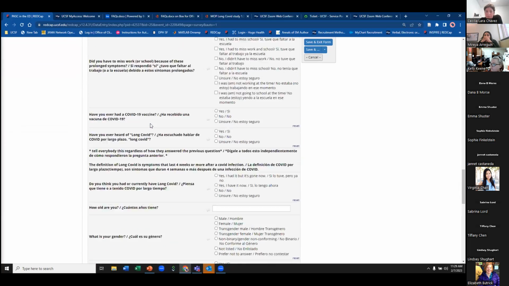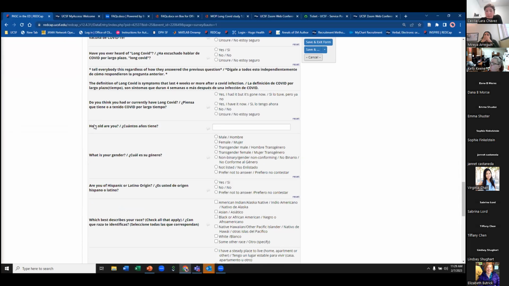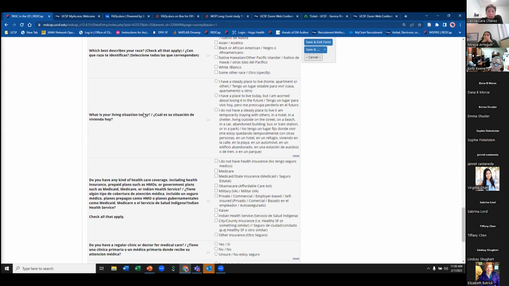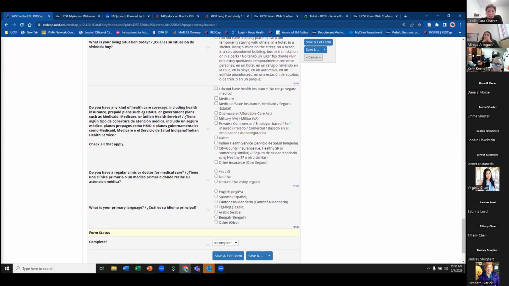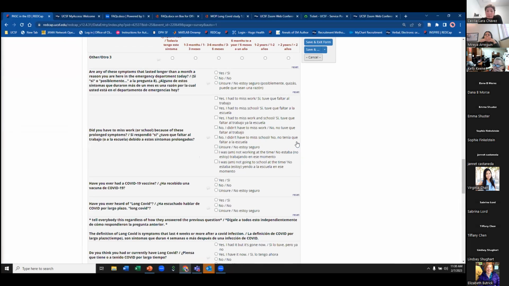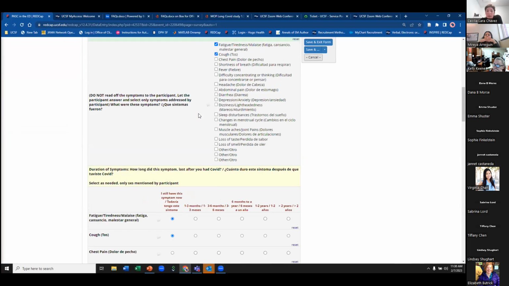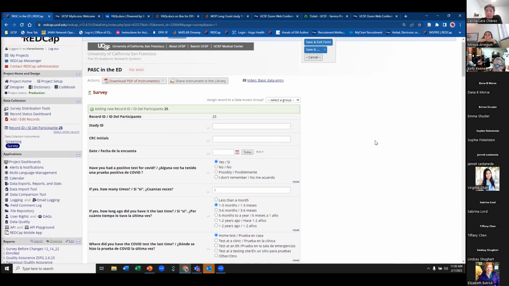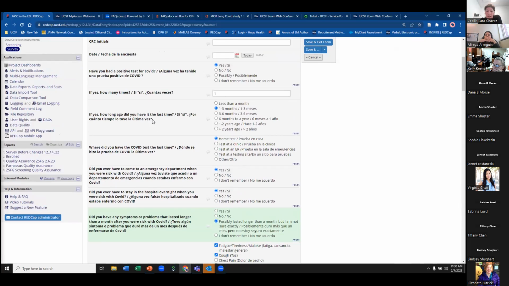And then these are just demographics. So how old are you, gender, are you Latino or of Hispanic origin, race, living situation, insurance, do you have a primary care doctor, language, and then complete. So the only thing that I'm going to change is the radio buttons for this. And then that question that Dana brought up, which I think, thank you for asking that, because I actually agree.